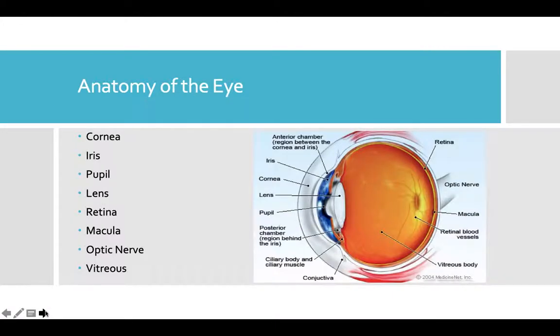We're going to go ahead and start with the anatomy of the eye. On this slide, we have a picture of the eyeball labeled with all of the important structures of the eye. However, we are only going to focus on the structures located to the left of that picture.